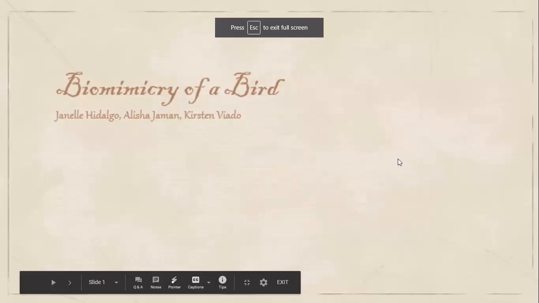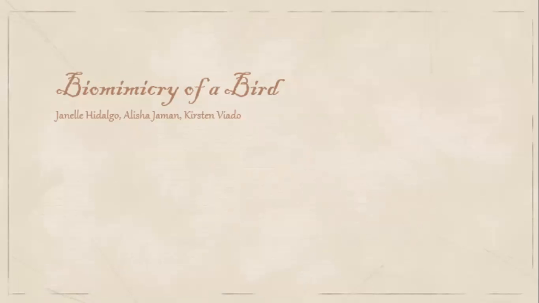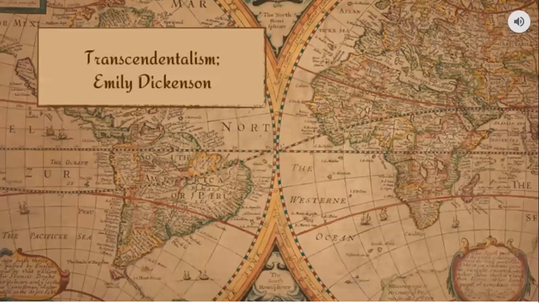To convey the importance of different disciplines appreciating the natural world to progress our society, our group chose to analyze the biomimicry between a bird and a plane through transcendental concepts. The transcendental poem we chose to analyze and compare is A Bird Came Down the Walk by Emily Dickinson.